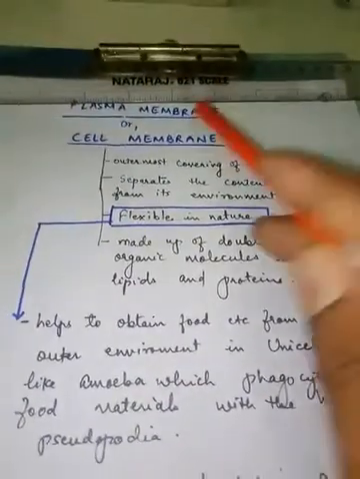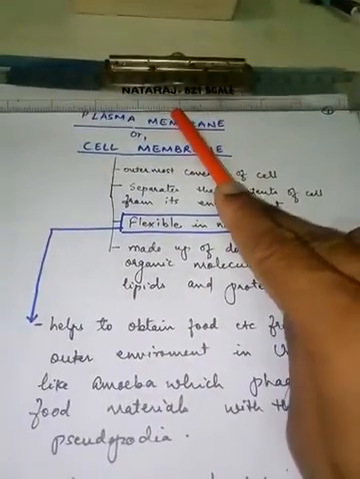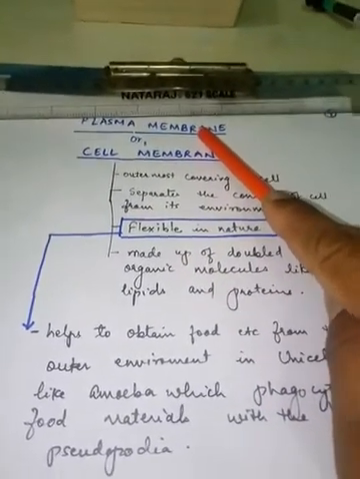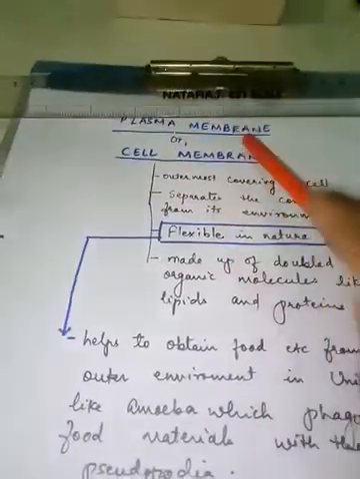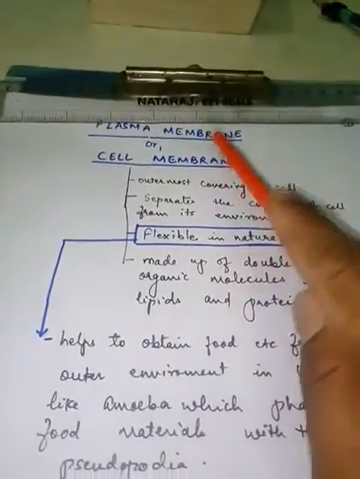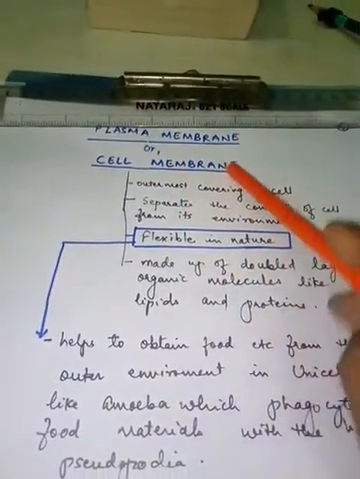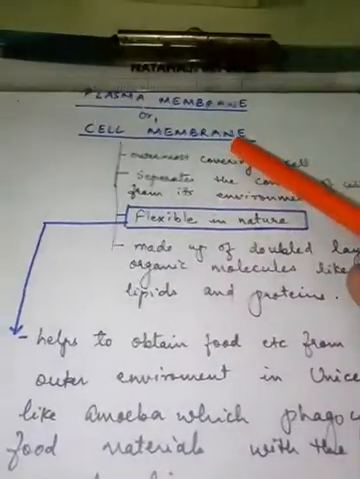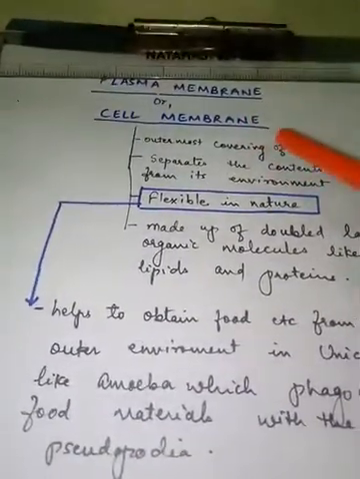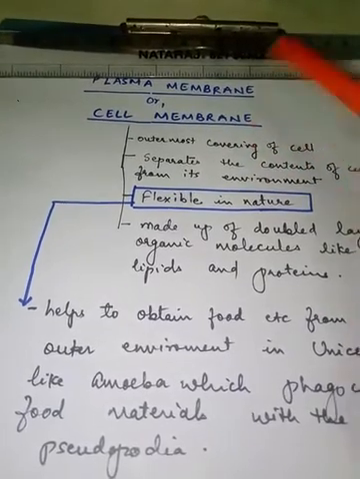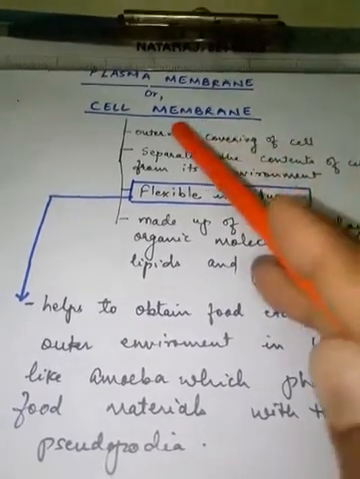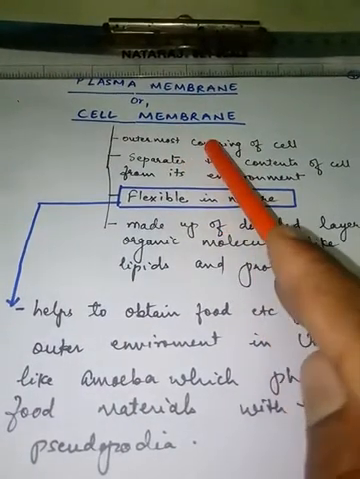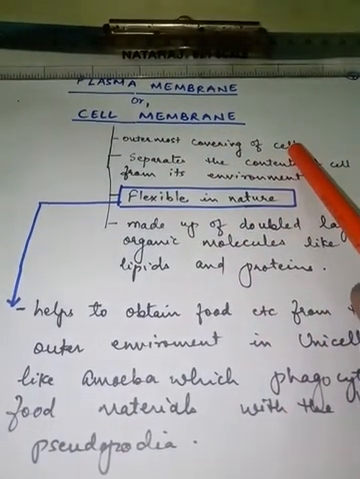Now we will see the first type of the structure, which is very much important and can be seen in every cell, and this is plasma membrane. Plasma membrane is also called as cell membrane. Now, what are the features which can be seen in plasma membrane, or what are the important facts about plasma membrane? Plasma membrane forms the outermost covering of the cell.